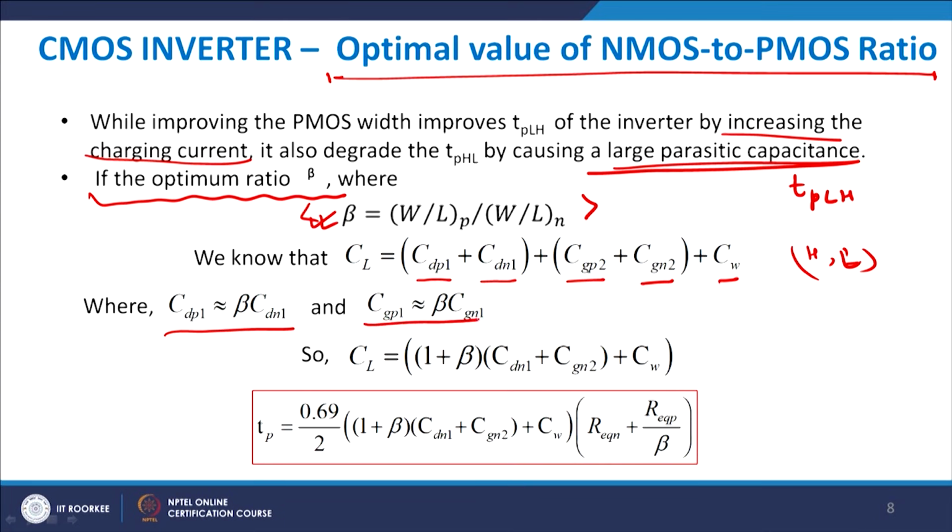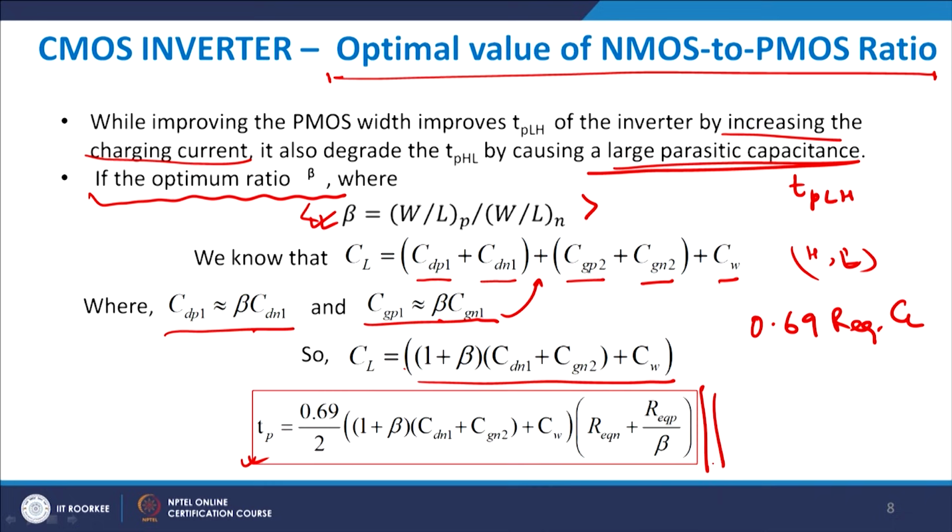Because you have increased the size of PMOS beta times as compared to NMOS, and therefore your capacitance will also become beta times that of NMOS, because it totally depends on the process parameters or on the device characteristics, and CGP1 will also equal beta times CGN1, right. As a result, if you put this back into this formula, I get CL equals (1 plus beta) CdN1 plus CGN2 plus CW, right. If you place this into the 0.69 R equivalent into CL formula, I get this formula available to me, fine.